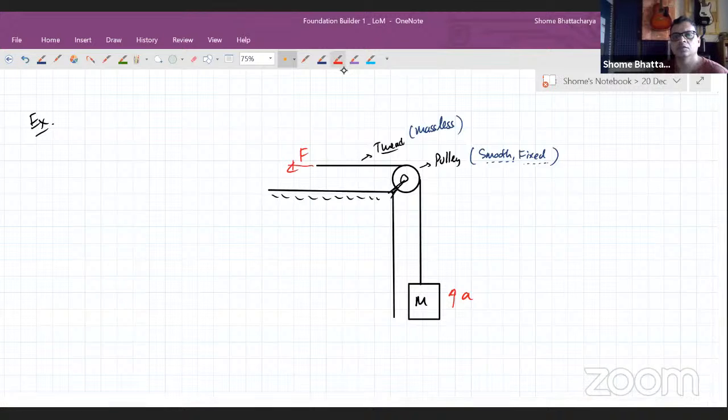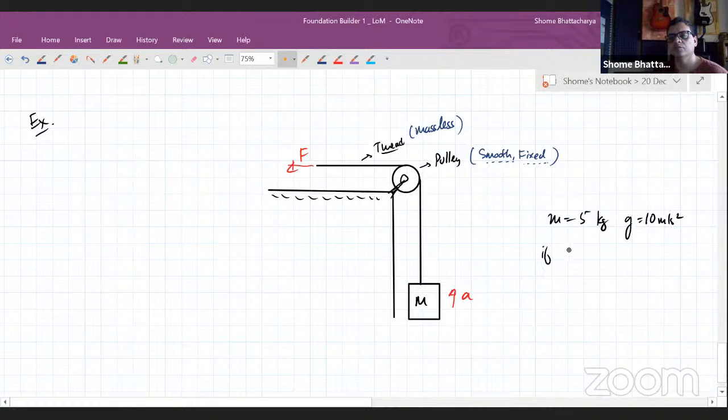Okay, so what we're doing is that the mass of the block being 5 kilograms and acceleration due to gravity being this much, if the force we are applying from this side equals 70 newtons in magnitude, we have to find the block's acceleration.